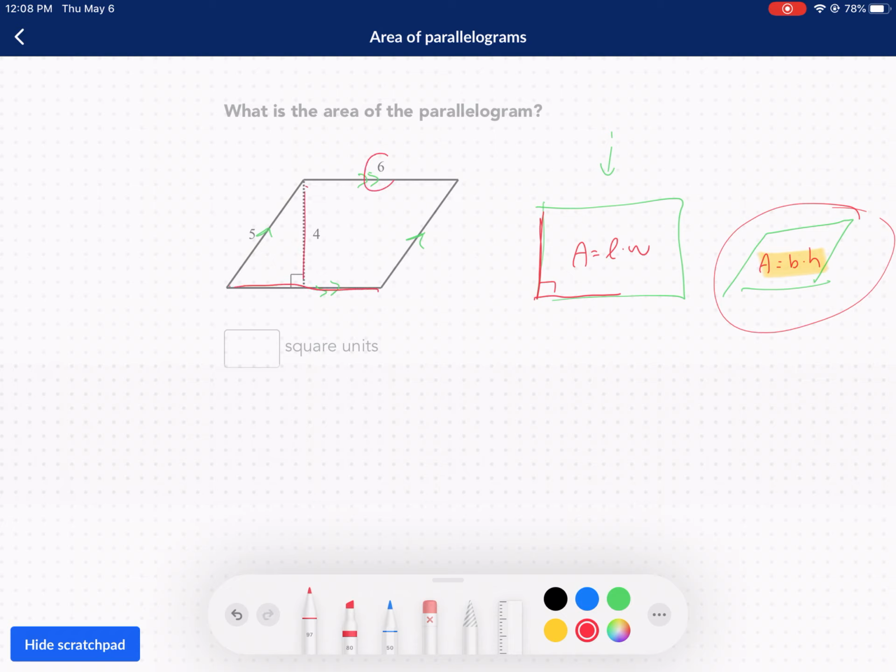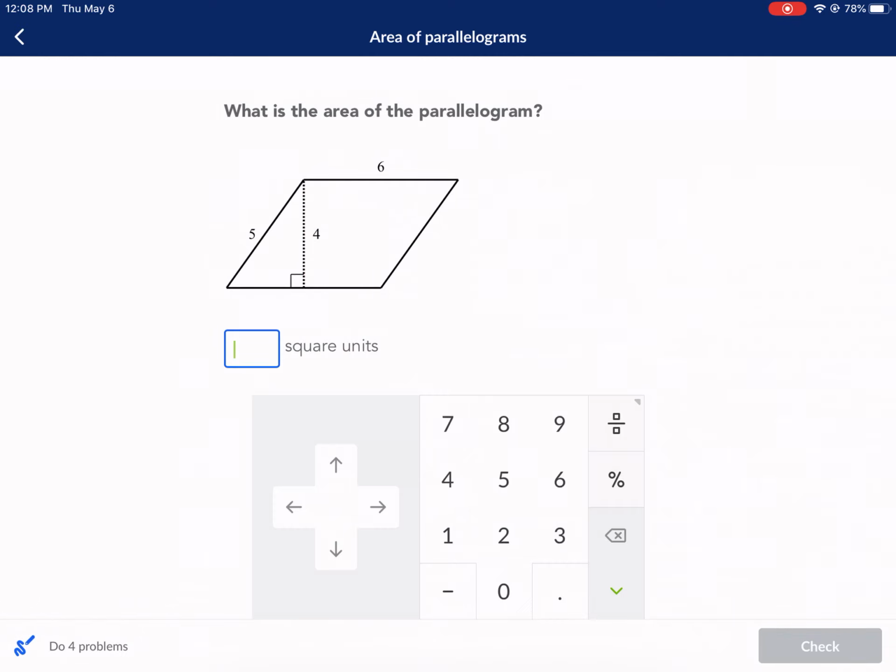Now, if this base is 6, this is also going to be 6. So we can say our base equals 6. Our 4 is our height. It's perpendicular, so we just do 6 times 4. Area equals base times height. 6 times 4 is 24. So we're going to punch in 24 square units.